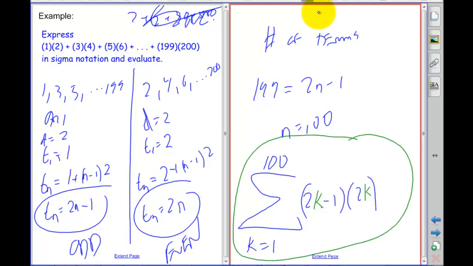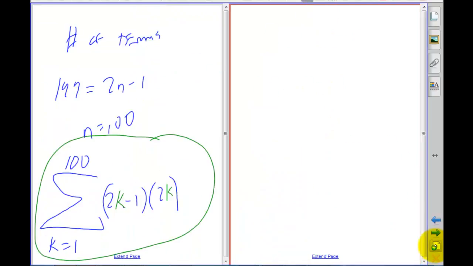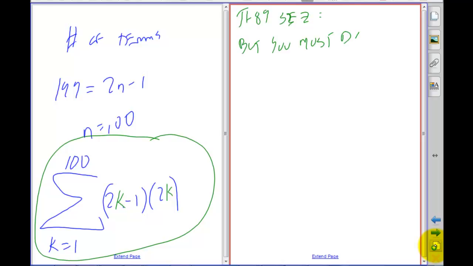And you can put it in the calculator and get an answer. Do we want to do that right now? What does the TI-89 say? But you must do this by hand. I got 1 million. It's part of understanding the integral next year. You're going to do a lot of limits. What does the calculator say there? 1,343,300. Wow, that's huge.